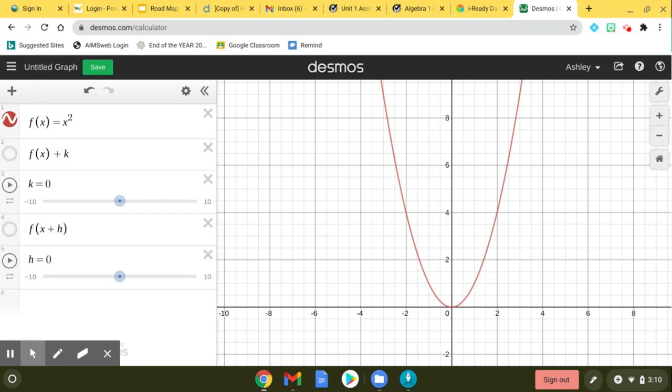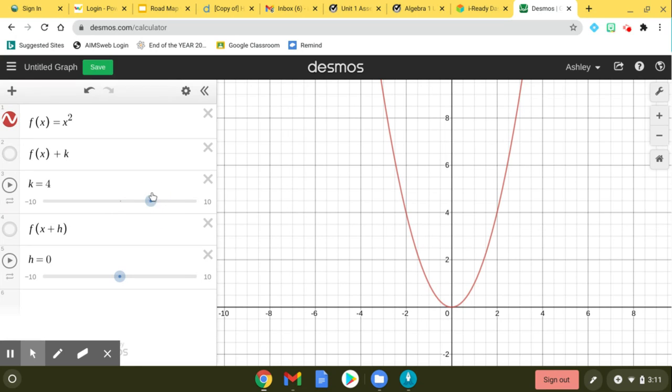So the first one I want to do is translate it up 4. That means I'm going to take my output values and add 4. My output values currently are just x squared, so if I want to add 4 to that, it's going to be x squared plus 4. So I'm going to use my vertical translations of f of x plus k, this one right over here. Since I want it to go up 4, I'm going to add 4 to f of x, which is x squared.